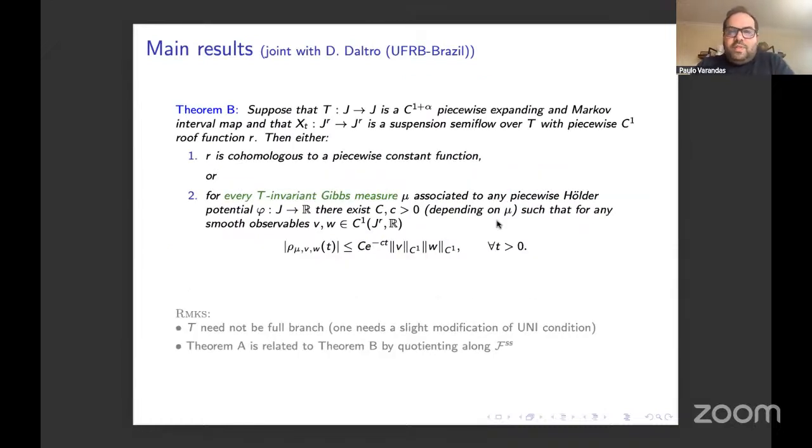And actually this result for hyperbolic flows, in parallel with the theory that Bowen and Ruelle developed, can be thought about for suspension flows. So actually the first theorem is a consequence of this Theorem B. It says that if T is a C^{1+α} piecewise expanding Markov map of the interval, and you have a suspension semiflow with a good roof function, then either R is homologous to a piecewise constant roof function, or you have exponential mixing for all Gibbs measures. So this is the dichotomy that one has for attractors, which is not true for other hyperbolic basic sets.